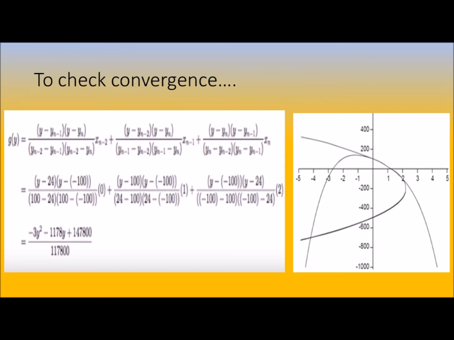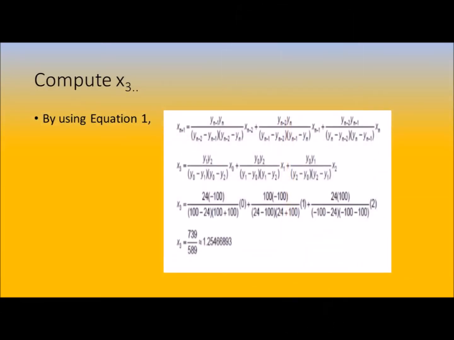Now, to make sure we will have convergence, substitute these initial values in polynomial interpolation with the Lagrange basis function g(y), as shown in the first picture on the left side. And plotting the graph, we can see that g(y) will intersect exactly. So yes, we can continue.